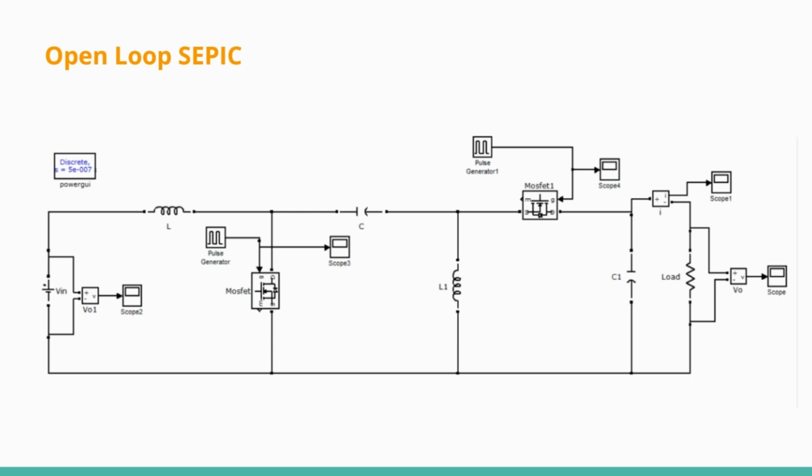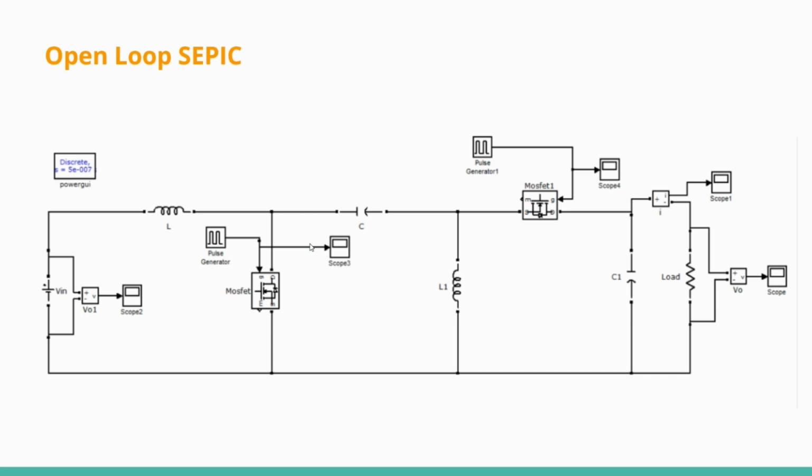So this is a basic block diagram of the open loop SEPIC converter. SEPIC stands for single-ended primary inductor converter. It can be redefined as a buck-boost converter, so we can buck or boost the voltage as per our requirement.